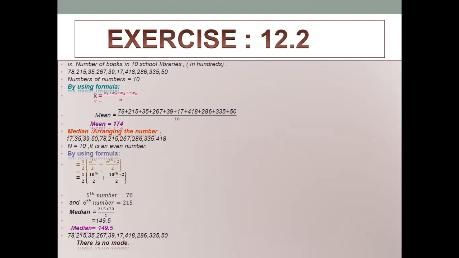Yes, this is part 9. The number of observations is 10. Again, for the mean, we add up all the numbers and we divide it by 10. 174 will be the answer.